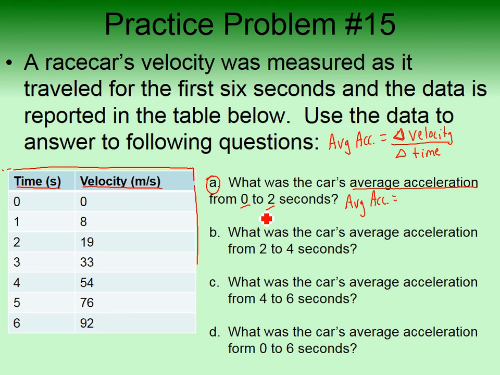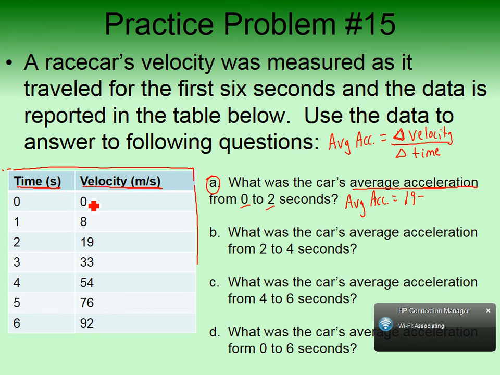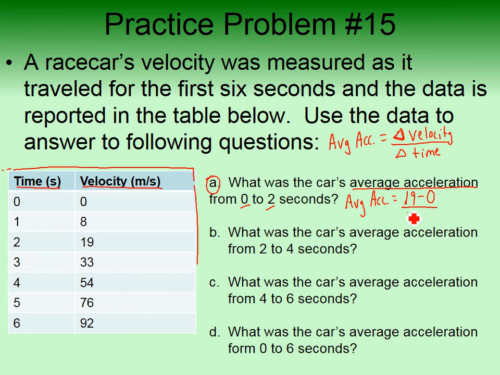So its final velocity at 2 seconds would have been 19 meters per second. So 19 minus the initial, which was at 0 seconds. At 0 seconds it was going 0, so initially it was going 0. Divided by the final time, 2 seconds, minus the initial time of 0. So 19 divided by 2 is 9.5. And what are my units going to be? Meters per second squared. So 9.5 meters per second squared was the acceleration from 0 to 2 seconds.